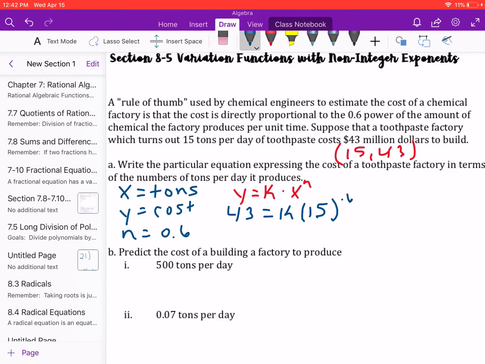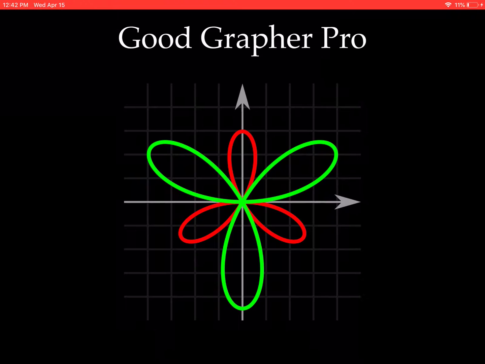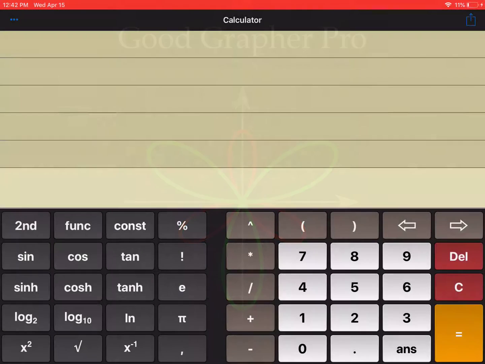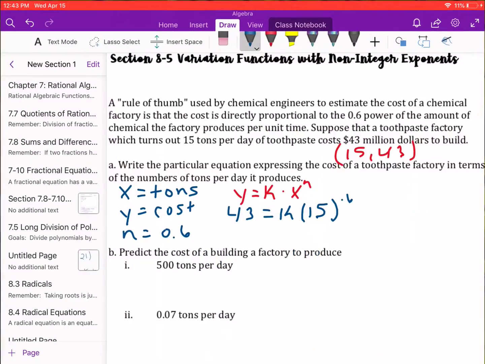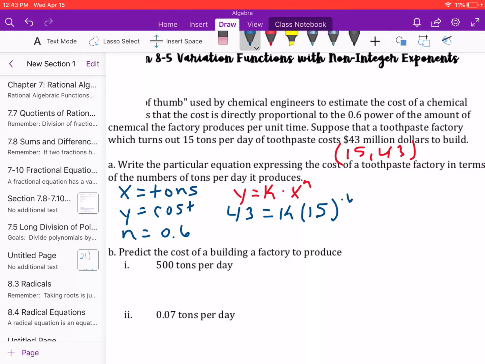In this problem, we're already given an xy pair, and we're given our power. Our xy pair that we're given here is 15, 43. And I'm going to shorten that $43 million to make our math a little bit easier. So now we're going to go ahead and plug in our x and y as well as our exponent into that equation. And when we plug this in, we have 43 equals k, which is our unknown, times x, which is 15, all raised to that 0.6 power.